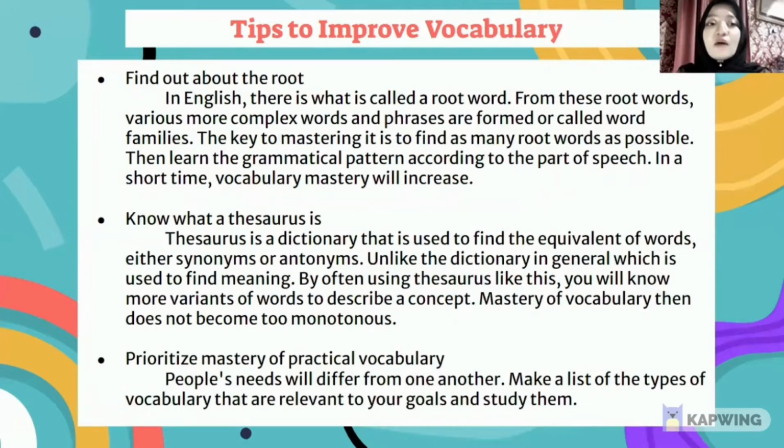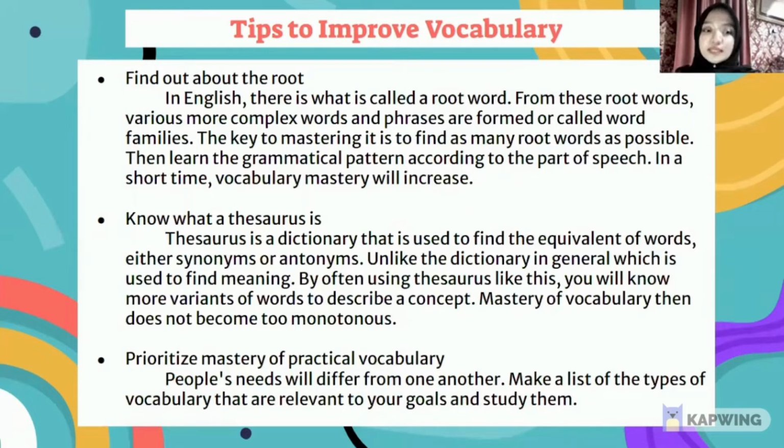Okay, next, find out about the root. In English, there is what is called a root word. From these root words, various more complex words and phrases are formed, called word families. The key to mastering it is to find as many root words as possible. Then learn the grammatical pattern according to the part of speech. In a short time, vocabulary mastery will increase.